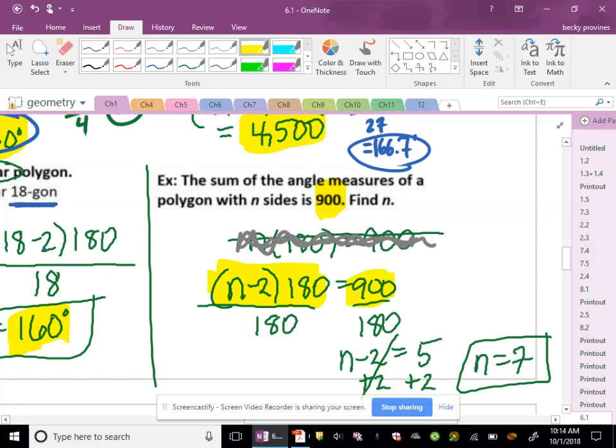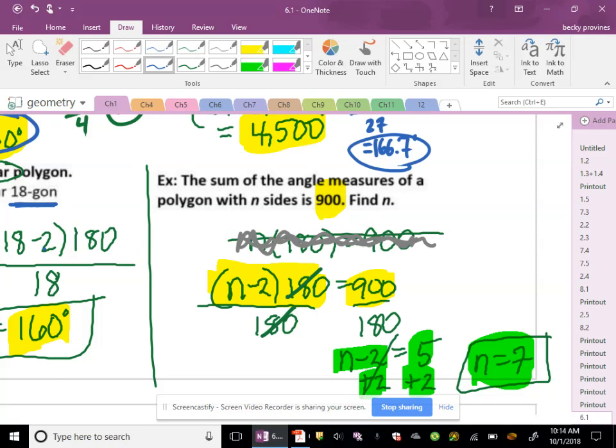So there's a couple of different ways to solve this. One, you could distribute the 180. But what I chose to do is I divided both sides by 180 just to get rid of it and put it on the other side. So what am I left with? I am left with n minus 2. And when I divide, 900 divided by 180 is 5. And then I add 2 to both sides, and I get n is 7. So n is the number of sides.